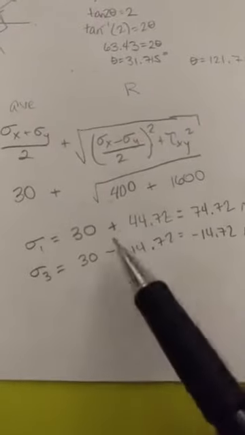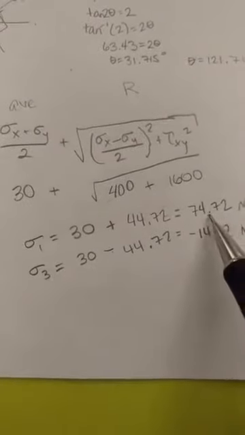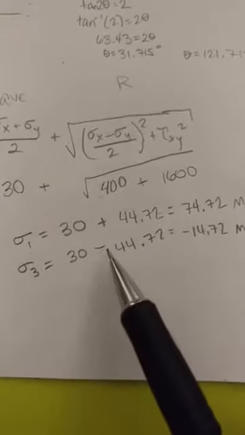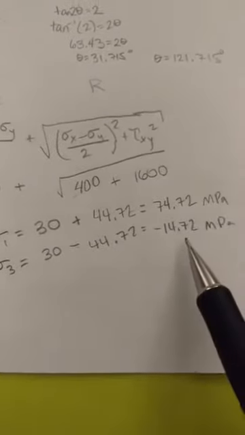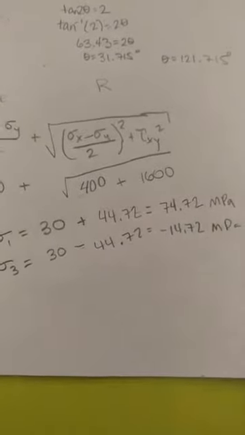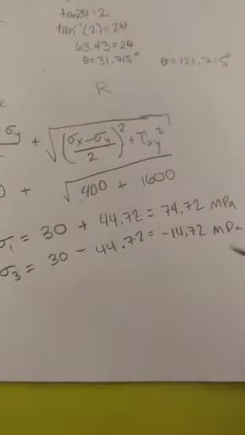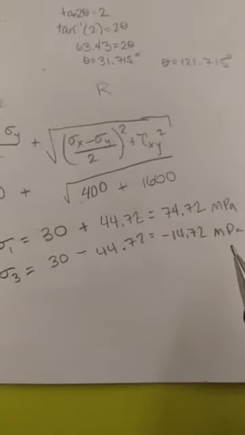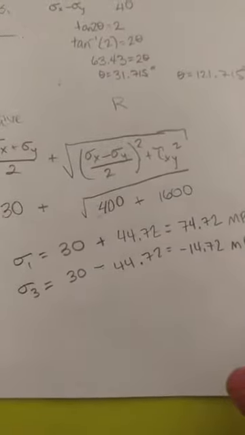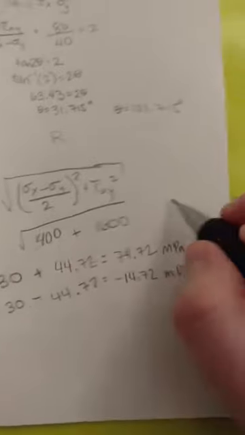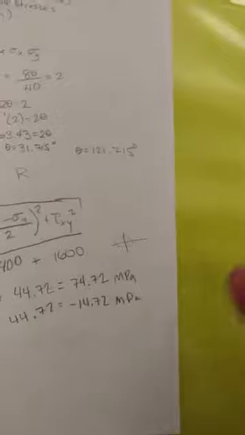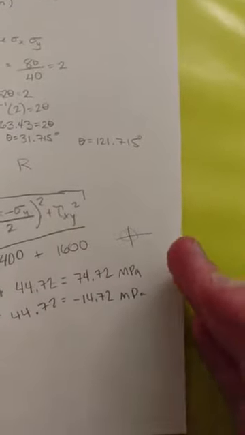So sigma 1, again, I'm adding these together, and I get 74.72 megapascals. And for sigma 3, I'm subtracting them, and I get negative 14.72 megapascals. And here's an important point. Sigma 3 is negative, and sigma 1 is positive. And so that means when we go to plot this on a Mohr diagram, or as a Mohr circle, we should expect it to plot partly in tension and partly in compression.